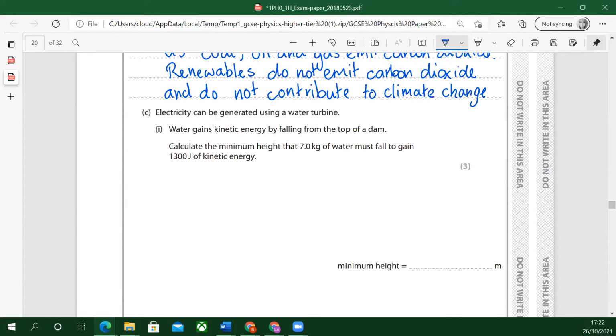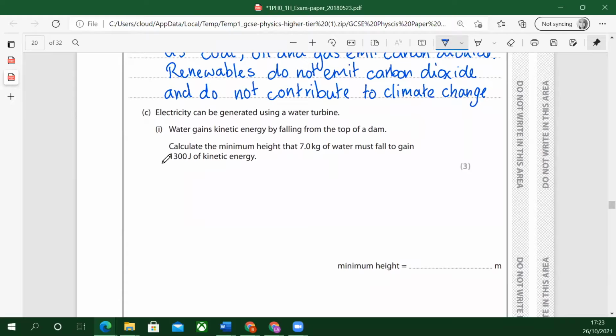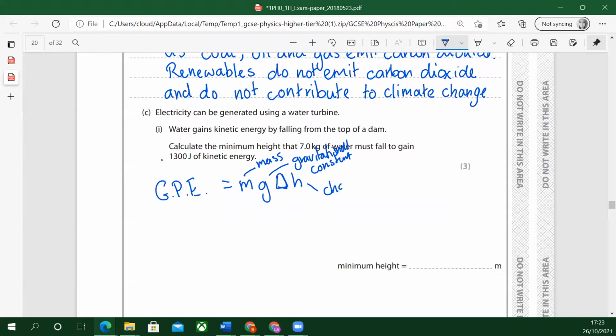Okay, so this one. We've got kinetic energy and height. So height is always going to be GPE, which equals mg delta h. m is mass, g is gravitational constant, and h is change in height.